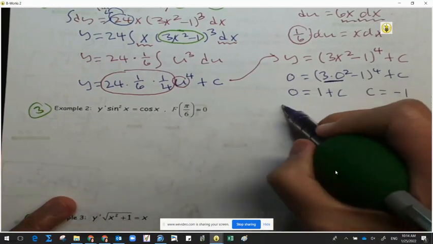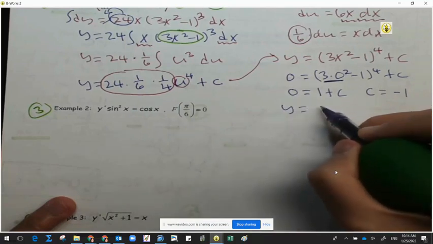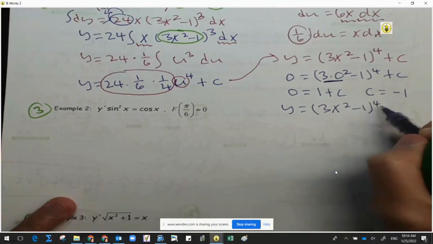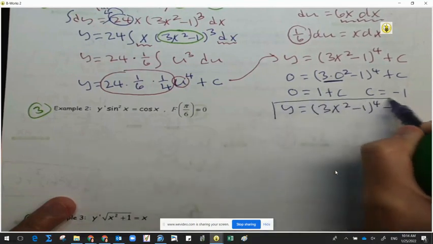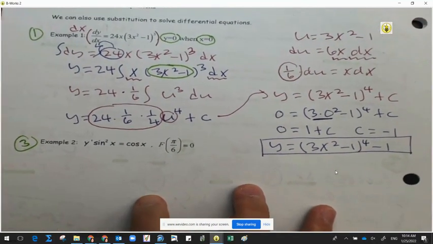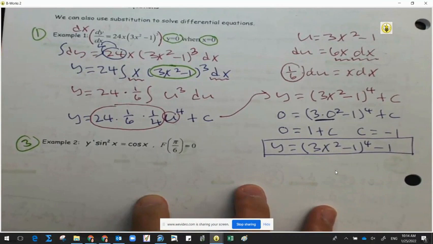So if I go ahead and write out the equation by plugging in the c, we get the following. 3x squared minus 1 all to the 4th minus 1. And that is our final answer. So you solve for y, plug it in for x and y, find the c value, plug it back in. So most of these should sound like a review, okay?